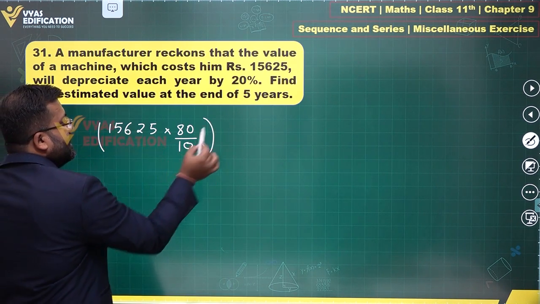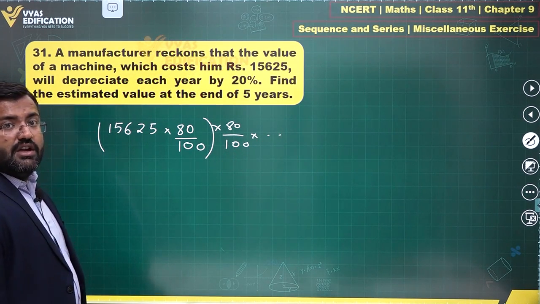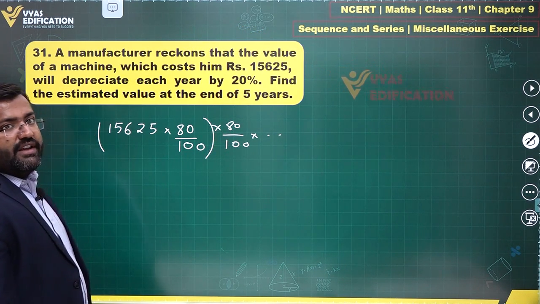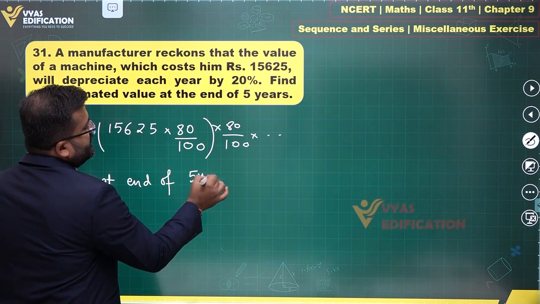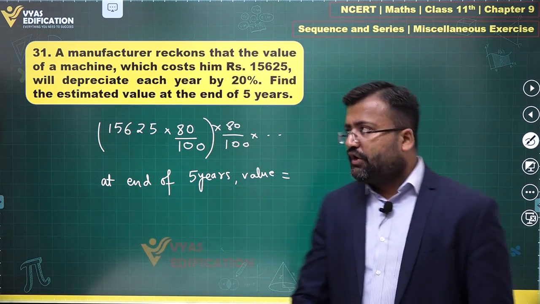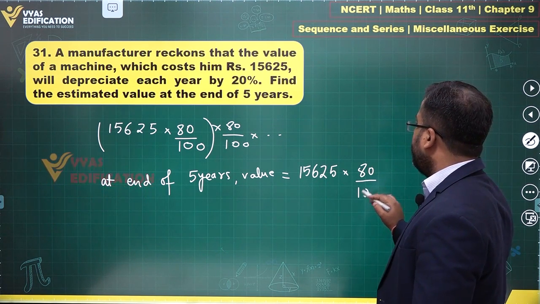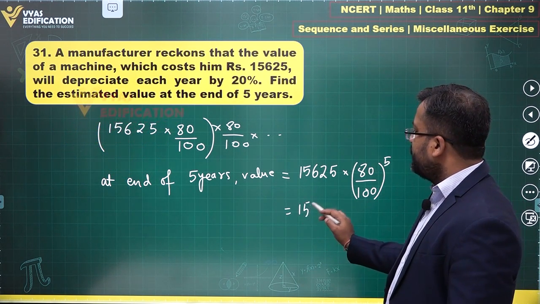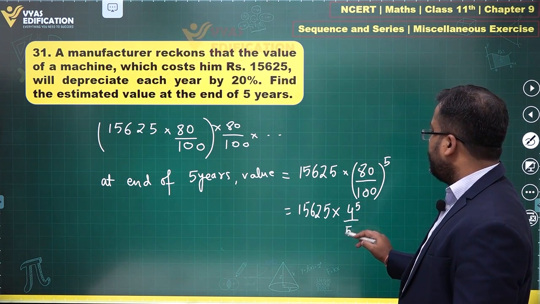Then at the end of the second year, another 80 by 100 comes in multiplication, and so on and so forth, right? So 1 year will be 80 by 100 power 1. At the end of 2 years, 80 by 100 power 2. At the end of 5 years, the value will be equal to 15,625 into 80 upon 100 raised to power 5, right? This is 15,625, which is okay. This is 4 upon 5, 4 power 5 upon 5 power 5.